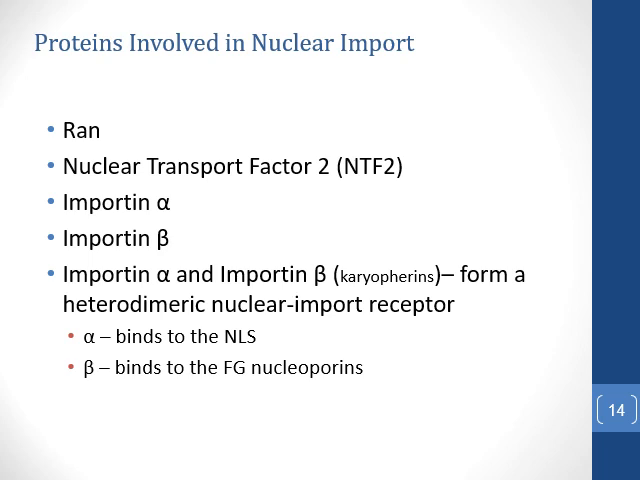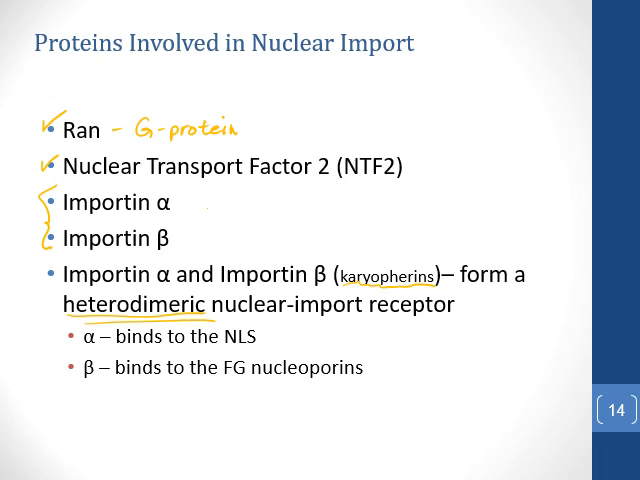There's a really important protein called RAN, and what you're going to see is that RAN is a G protein. Now, we already know how G proteins work, and RAN is going to work like a typical G protein. We've got nuclear transport factor 2. We don't know much about that. We won't have much to say about that. We have importin alpha and importin beta. These importin alpha and importin beta, also called karyopherins, are going to form a heterodimeric nuclear import receptor.